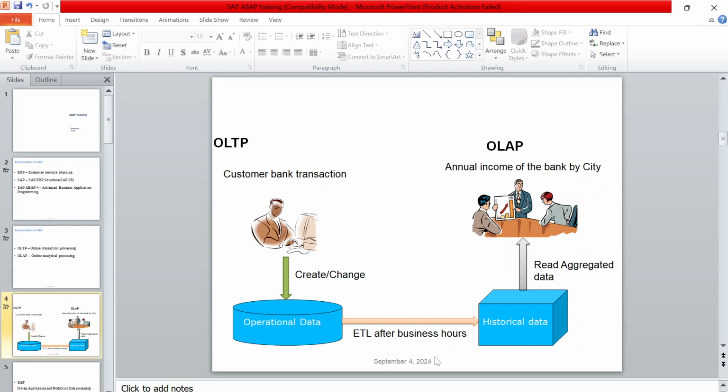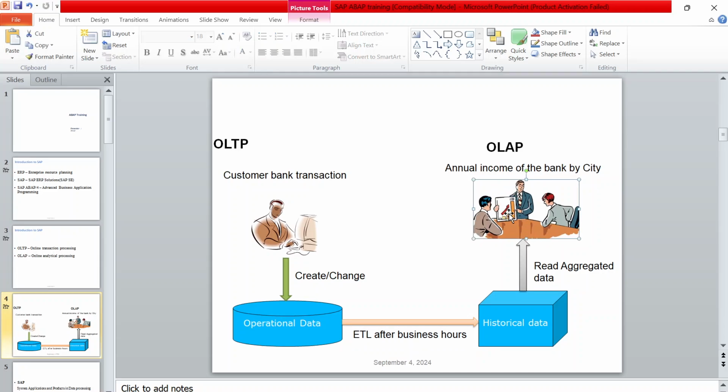Okay? How will data be moved to the OLAP system? Because the transactions are created in the OLTP system. Once the transactions are created, after business hours, after closing the business, every day we use the ETL process. ETL means extraction, transformation, and loading process, to move the transactions created on the day to the OLAP system. And here, by using that historical data, management can take decisions. They'll generate the reports and take the decisions. Okay.